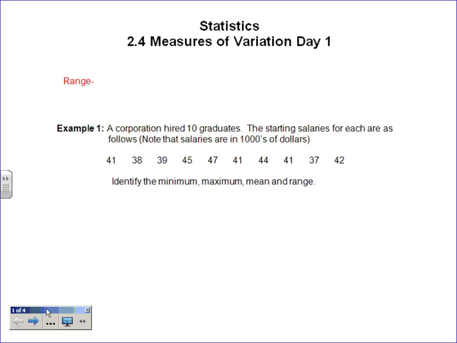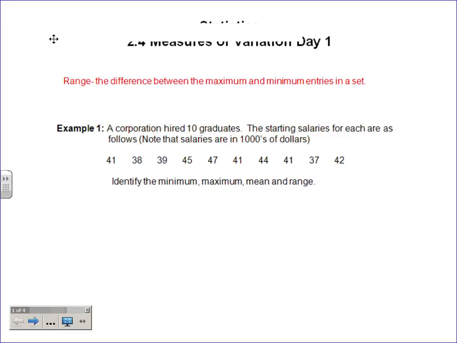Range, I think you all know how to take care of range. That's not exactly the most difficult part of this particular day, but basically take the minus, yeah, pretty much that's what you got to do. And as it says here, the difference, which is subtraction, between the maximum and minimum entries in a set. So no big deal there.